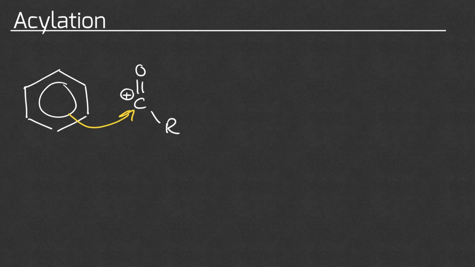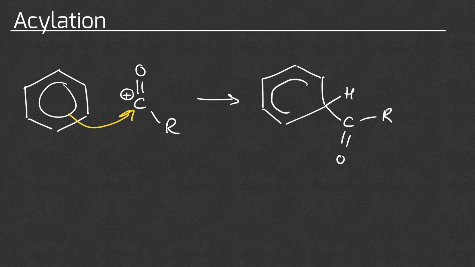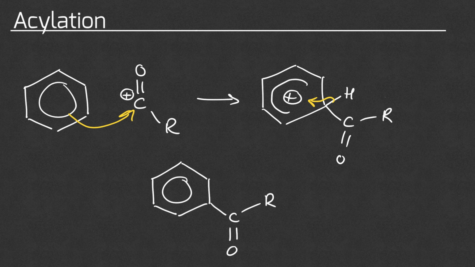The first step of the mechanism is the benzene ring attacking the electrophile. We then draw our intermediate structure correctly, and then show the hydrogen being lost from the intermediate structure, giving us our final product of a phenyl ketone.